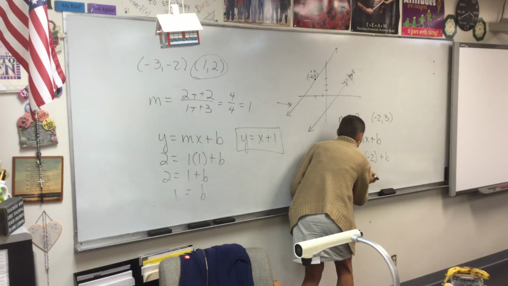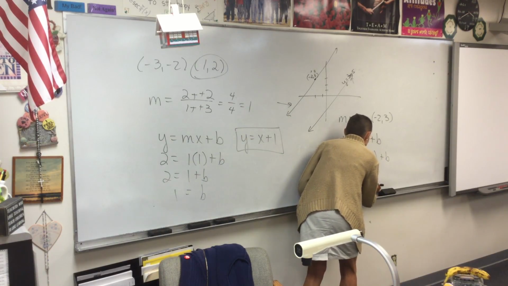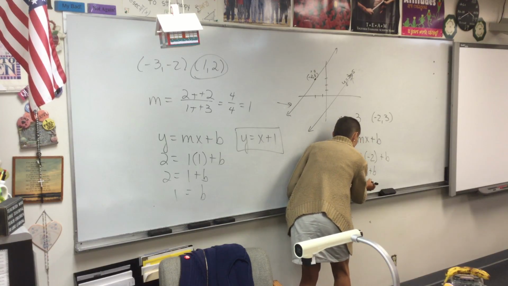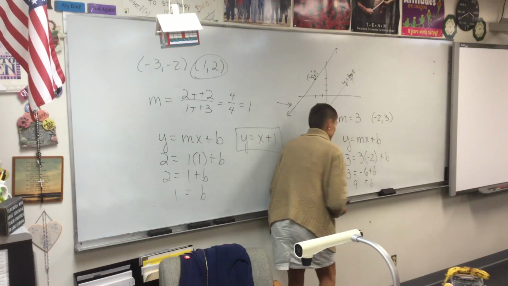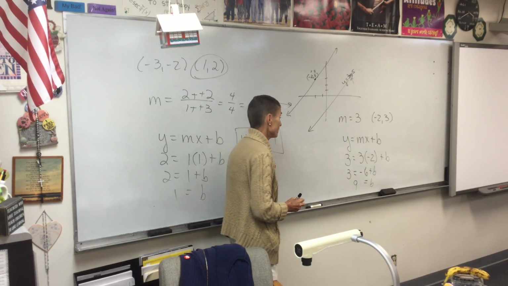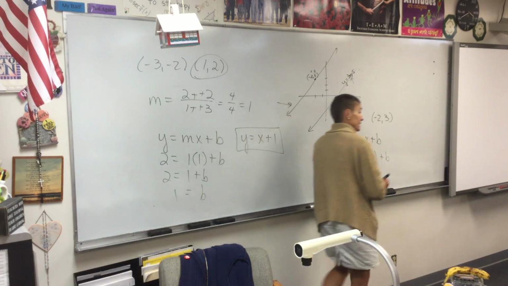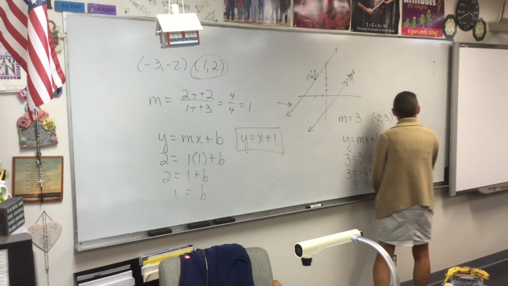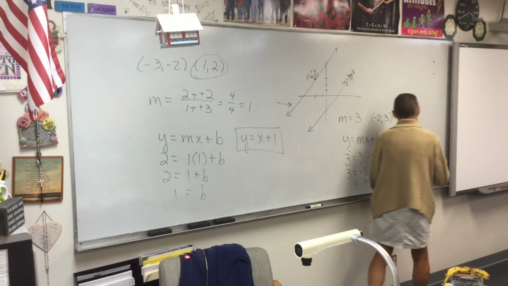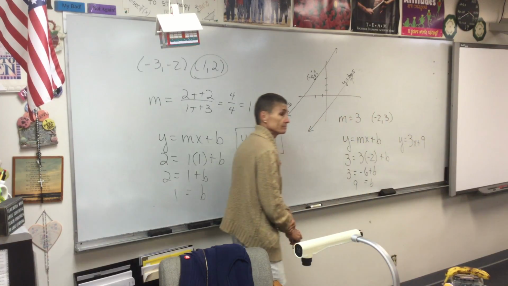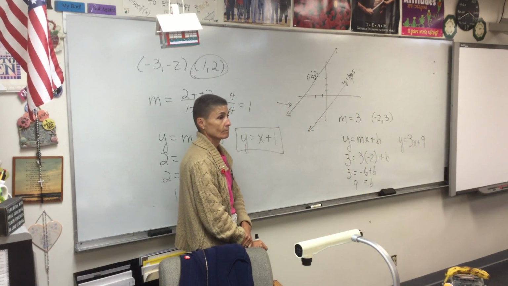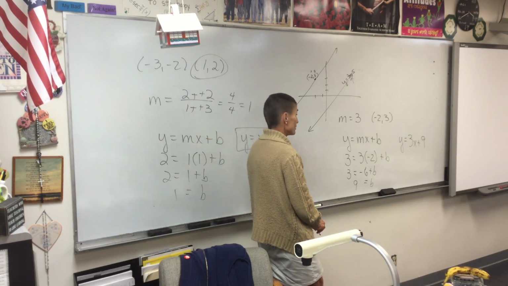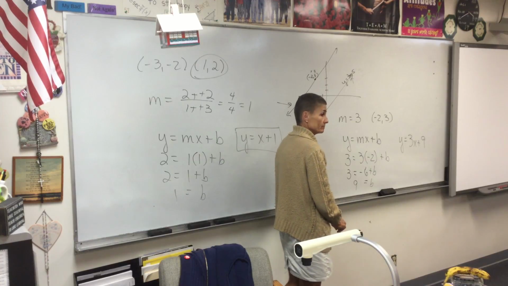So 3 equals -6 plus b, so b equals 9. You're adding 6 to both sides, b equals 9. And then our final answer, y equals 3x plus 9. Can you simplify that? No, you have nothing to do with that. That is done.